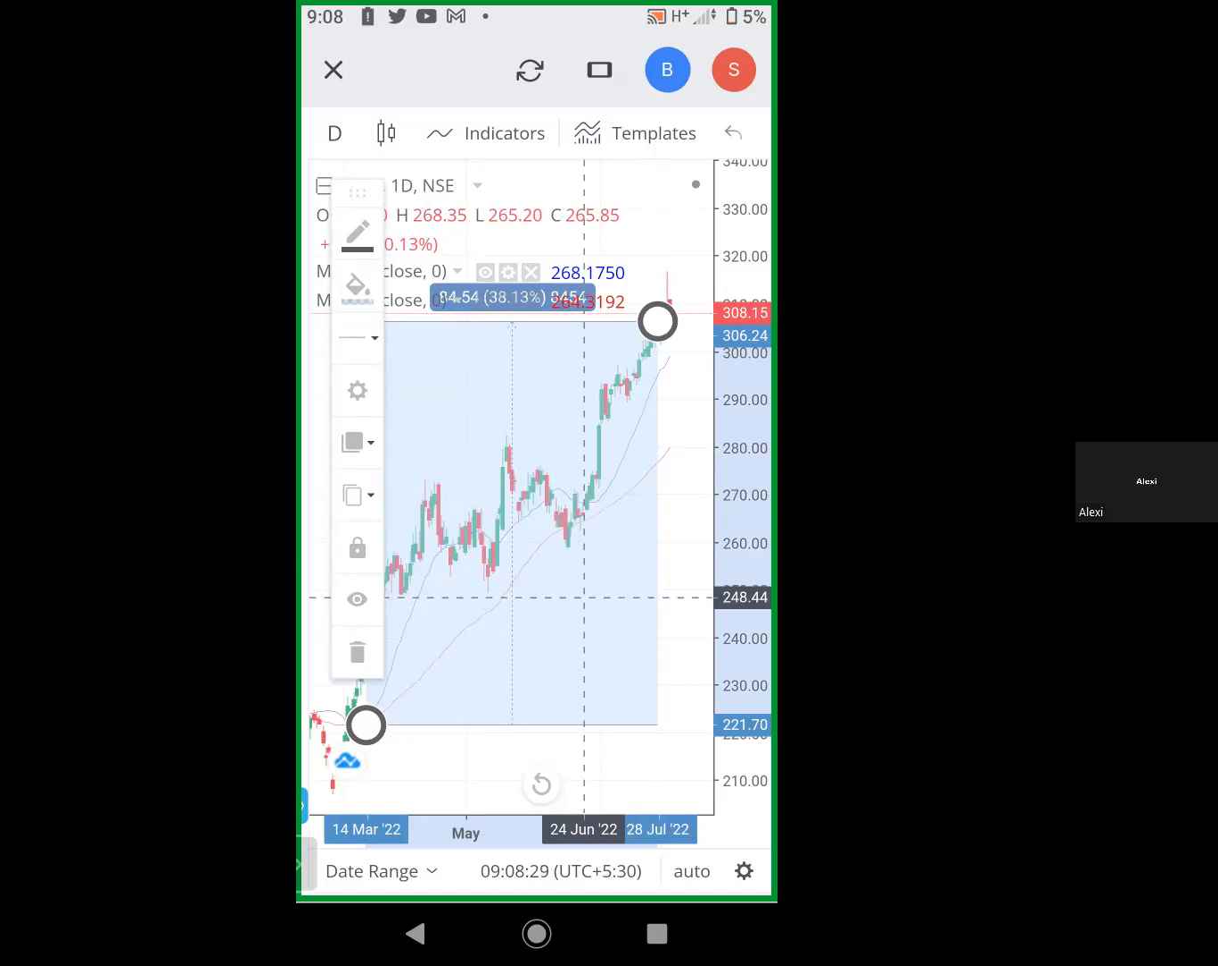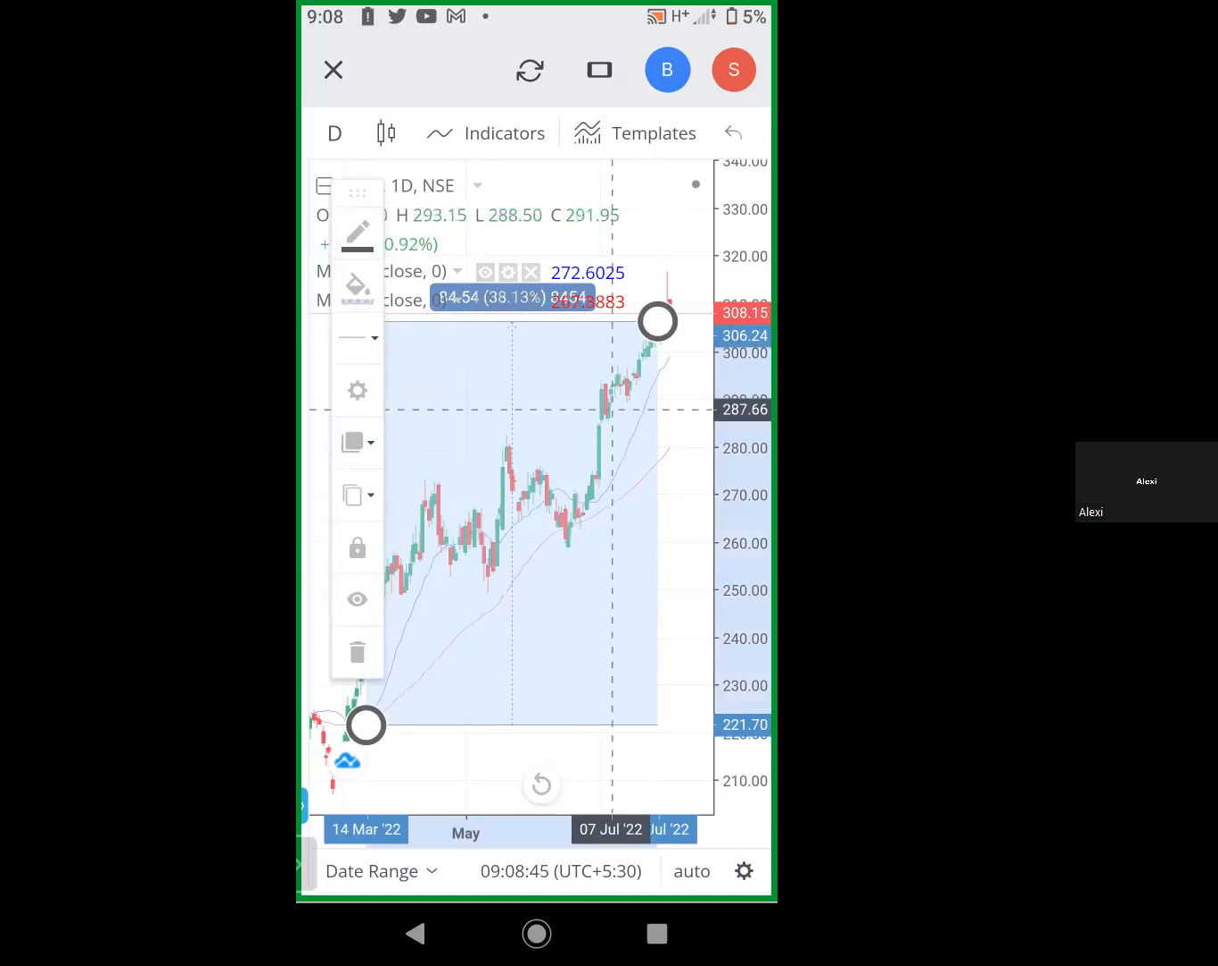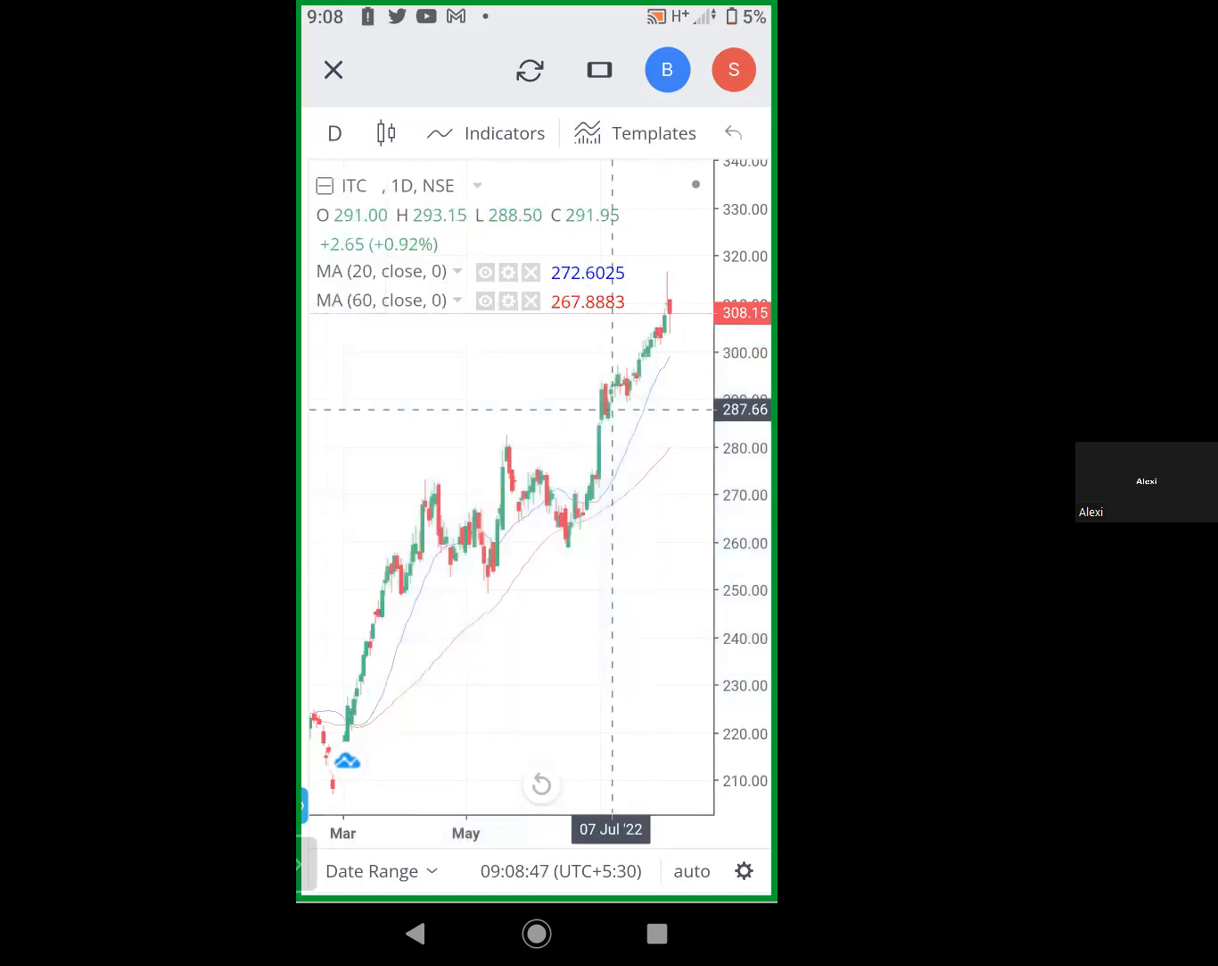Pretty good. Okay, so how long will you stay in this trade? You can stay in as long as the 20 is above the 60. How long will that last? It's not possible to tell exactly how long that will last. It could be sometimes a few days or weeks, or it could be months. Like in this example, that's about 5 months.